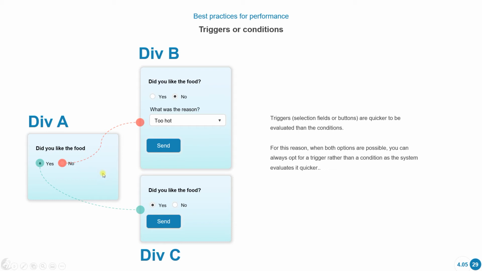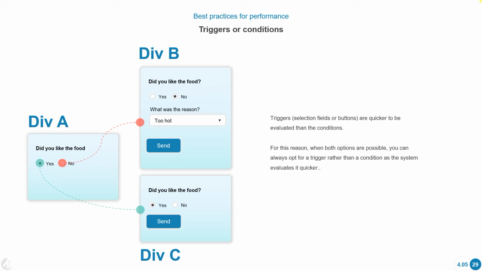If I have to evaluate triggers, that's going to be much quicker. So when I'm designing things, let's imagine this scenario where I have 3 divisions, and here it says, well, did you like the food? No is going to trigger the division B, and yes is going to trigger the division C. I could achieve the same result with conditions because I could condition division B and I could also condition division C, and it would act exactly the same. So there's actually different ways of configuring things sometimes, but we always have to choose whatever's best for performance.